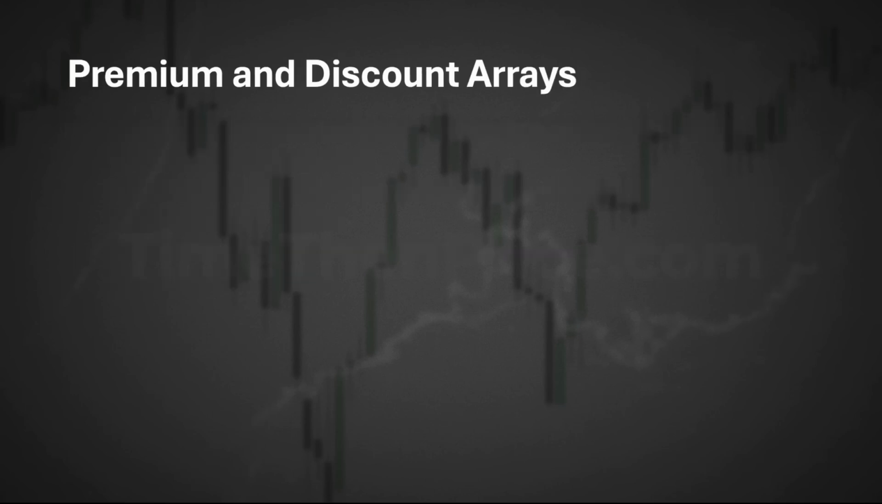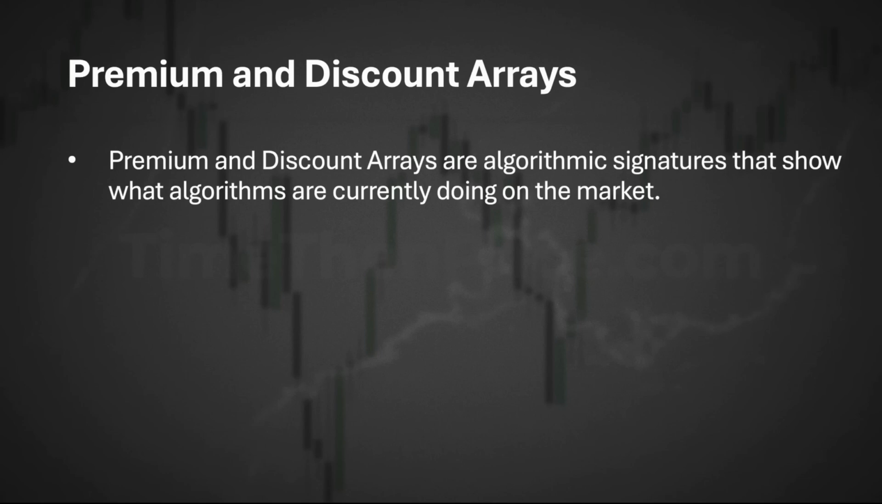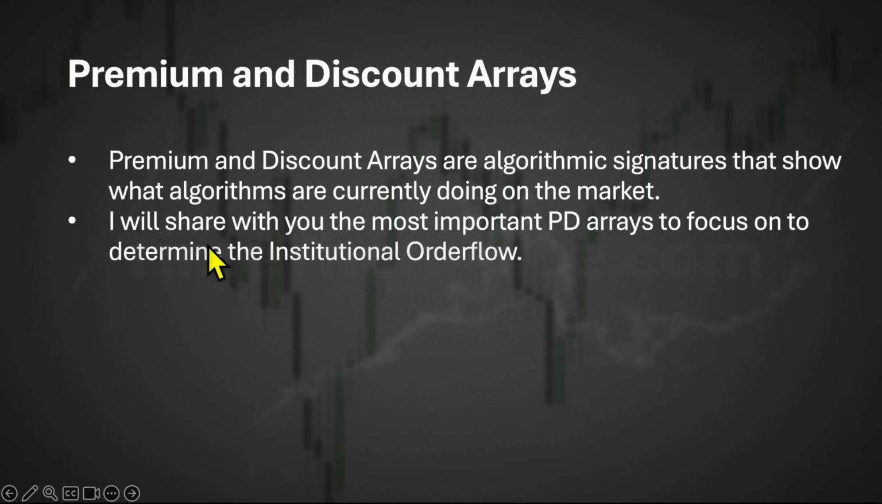Now, before we dive into how to define bullish and bearish institutional order flow, we must first take a side jump towards premium and discount arrays. Premium and discount arrays are algorithmic signatures that show what algorithms are currently doing in the market. I will share with you the most important PD arrays to focus on to determine the institutional order flow. Meaning, I will not share with you the full PD array list as created by the Inner Circle Trader, Michael J. Huddleston. I have selected a few which I will be explaining during this lecture because they are the most important for being able to gauge or determine the order flow.